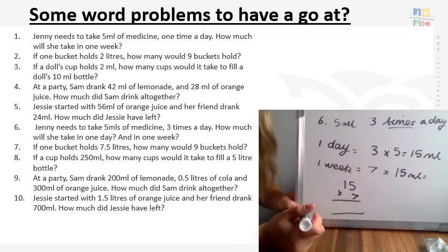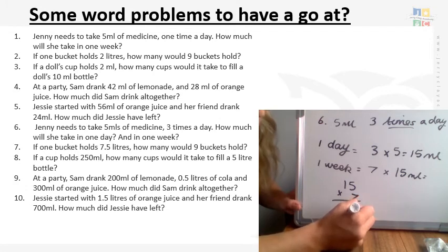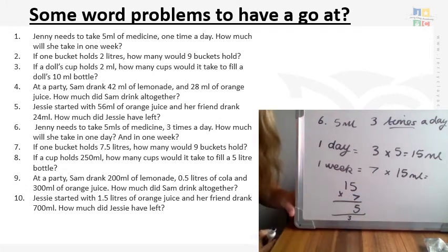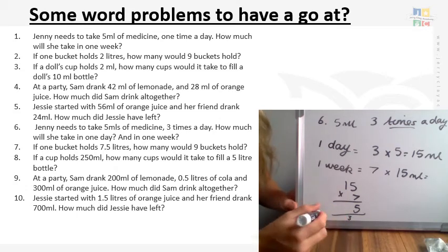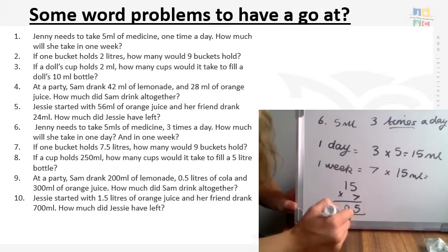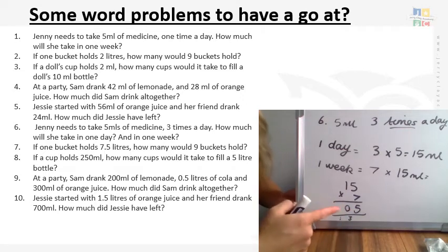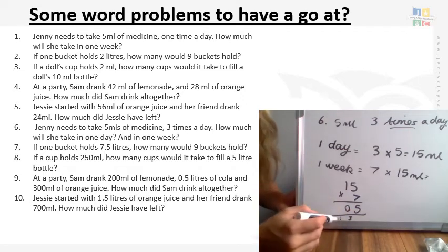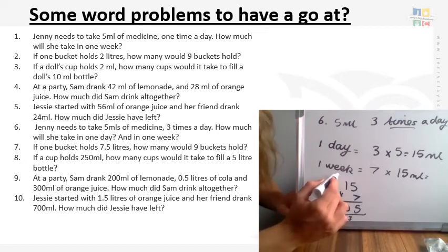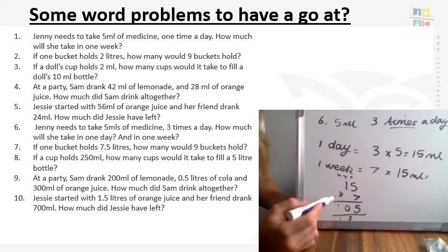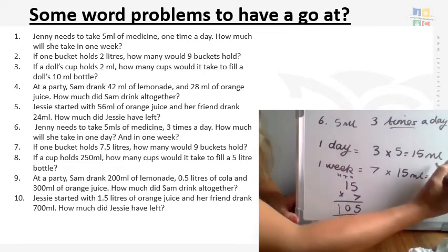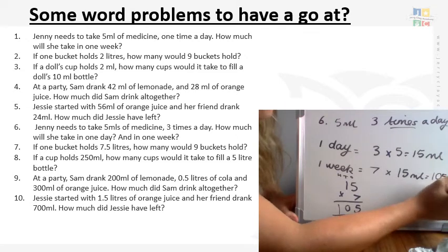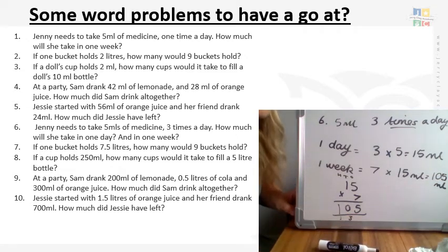I know if I do 5 times 7, 5, 10, 15, 20, 25, 30, 35, I would write my 5 in my ones column and my 3 under my 10s. Then I would do 1 times 7 is 7, add your 3, 8, 9, 10, and again, I can't write 2 digits, so my 0 would go in my 10s column, my 1 would go underneath in my hundreds. There's nothing in my hundreds column, so nothing times 7 is nothing, add 1 is 1. So she would have 105 millilitres in a week.